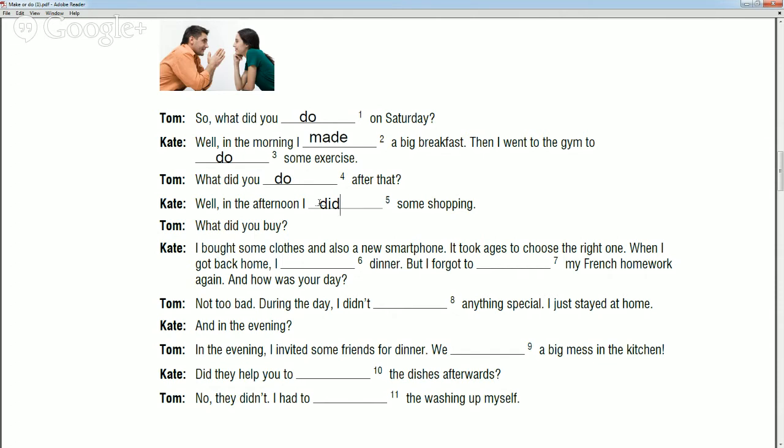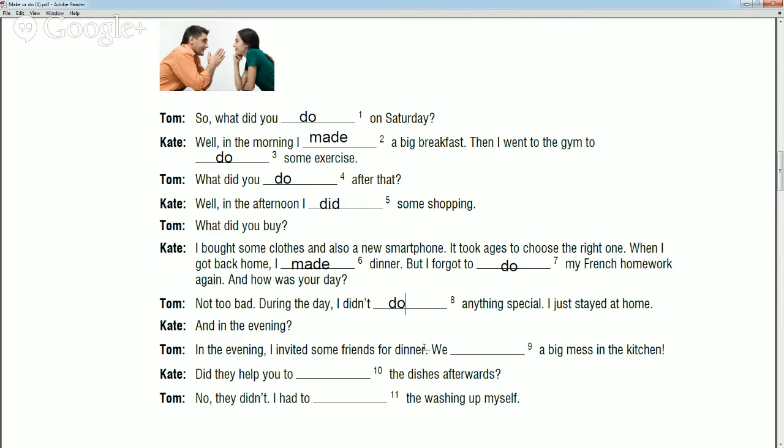What did you buy? I bought some clothes and also a new smartphone. It took ages to choose the right one. When I got back home, I made dinner, but I forgot to do my French homework again. And you, how was your day? Not too bad. During the day, I didn't do anything special. I just stayed at home. And in the evening? In the evening, I invited some friends for dinner.